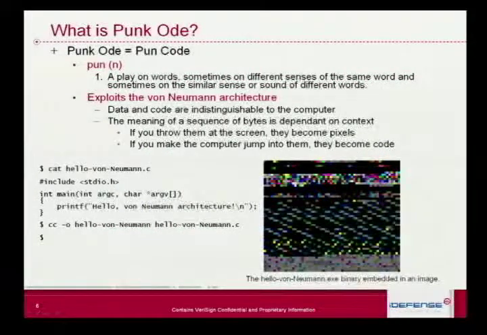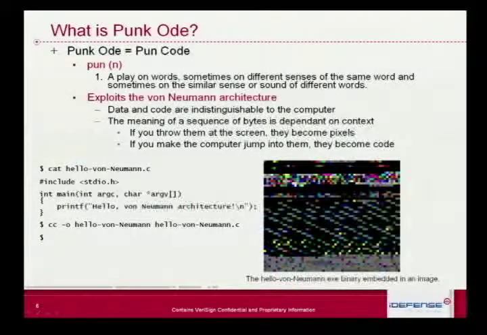So what is pun code, and how does that go in with all this? Well, pun code is a pun. A pun being a play on words, and this is the same sort of thing. Basically, it uses the von Neumann architecture feature that data and code are indistinguishable to the computer. It depends on what you tell the computer to do with it. If you throw it at the screen, it becomes dots of colors. If you tell the computer to execute it, it becomes instructions to execute.